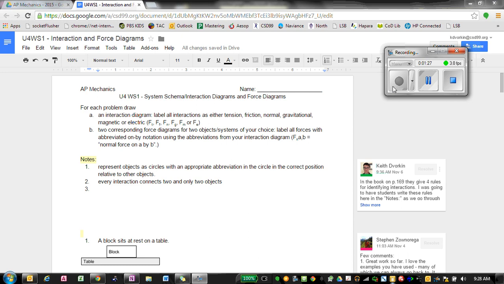The third rule is that whenever there is a surface interacting, there can be at most two interactions at a surface. One is a frictional force that's parallel to the surface, and two is a normal force perpendicular to the surface. You don't always have both. Sometimes you have one and not the other, but you need to look at the situation to decide. You can never have more than two interactions from the same interface.